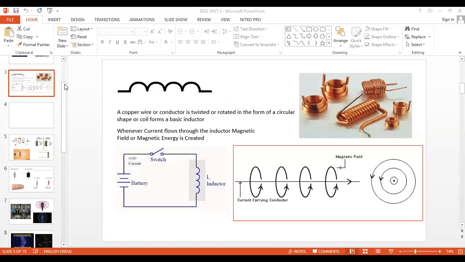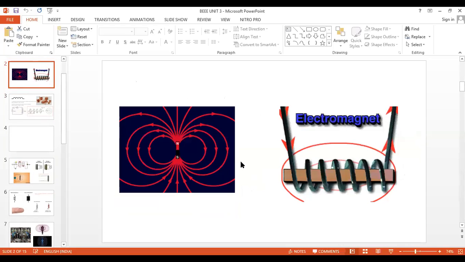So now I'm showing you this particular slide. Now all of you, you see the second one. This is the copper wire. These arrow marks explain that when current flows through the copper wire, these circles are nothing but magnetic energy being created. So if I rotate the copper wire in the circular shape, we can create maximum magnetic energy.